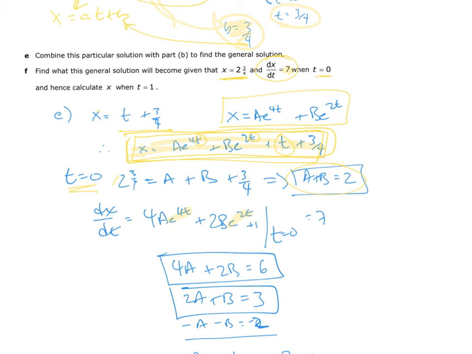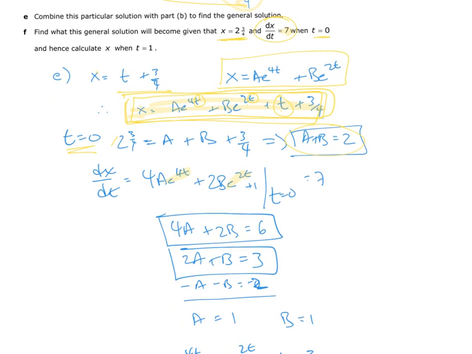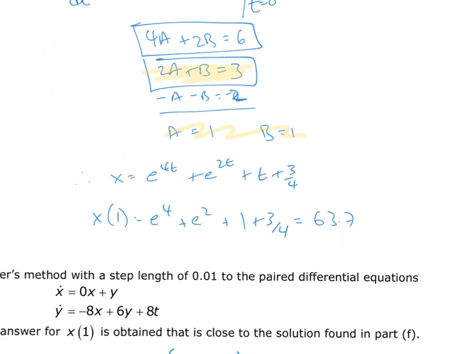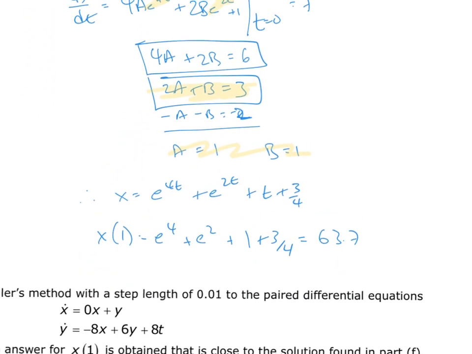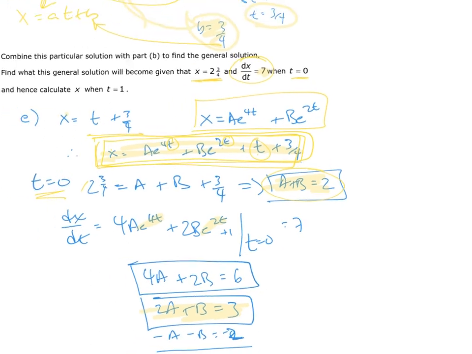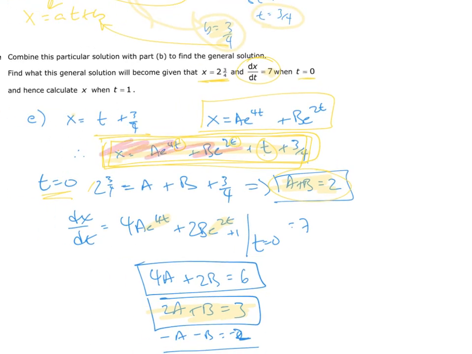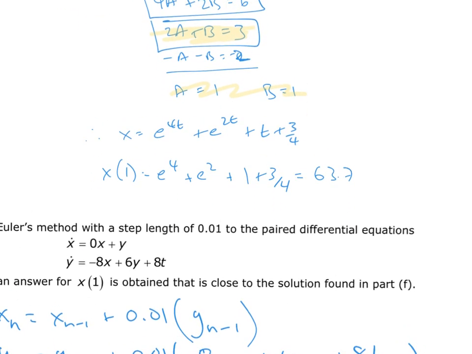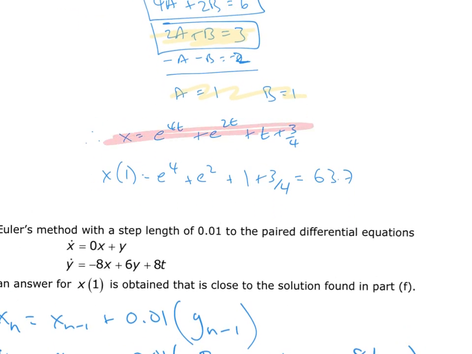Subtracting over gives me 6. I simplify it. So now I have a plus b is 2, and I have 2a plus b is 3. Solving for them both, I get a is 1 and b is 1. And so if I take these values and plug them into this initial equation here, it turns out that I get here is my solution. And if I want to plug in 1, I plug 1 in for all my t values, and it ends up being 63.7.